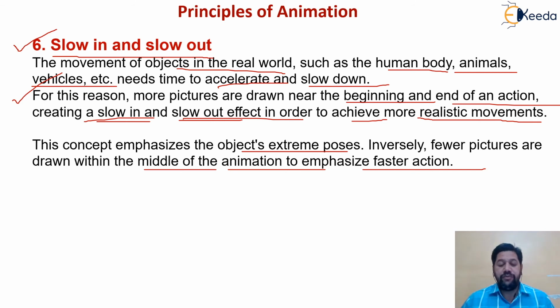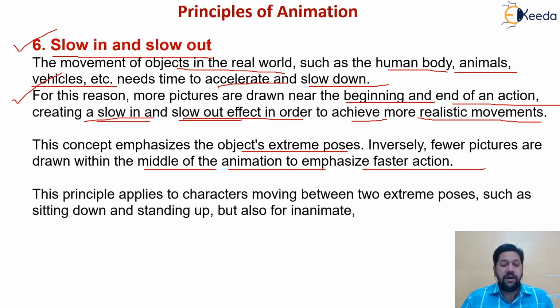So, I'm having few images in between, which anticipate the fast action. So in between, it is faster. Initially, it is slow. At the end, it is again slow. Okay, and that is what we call the slow in and slow out.